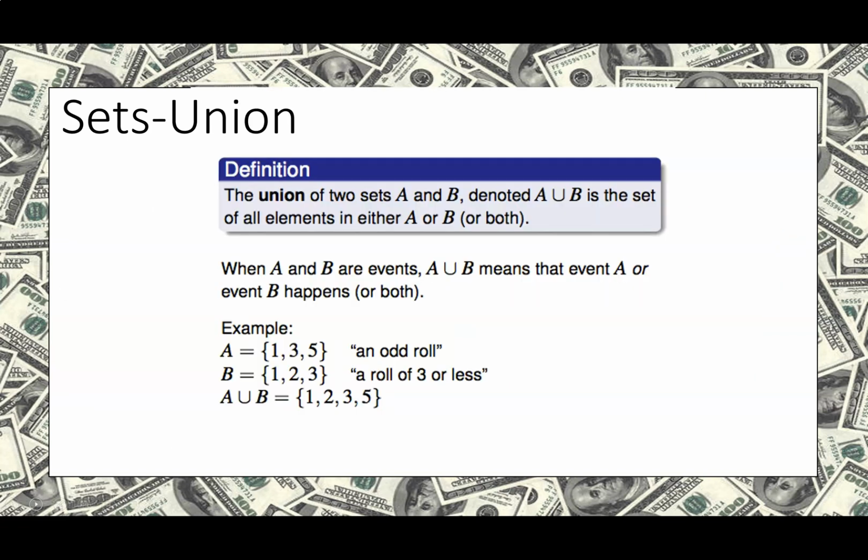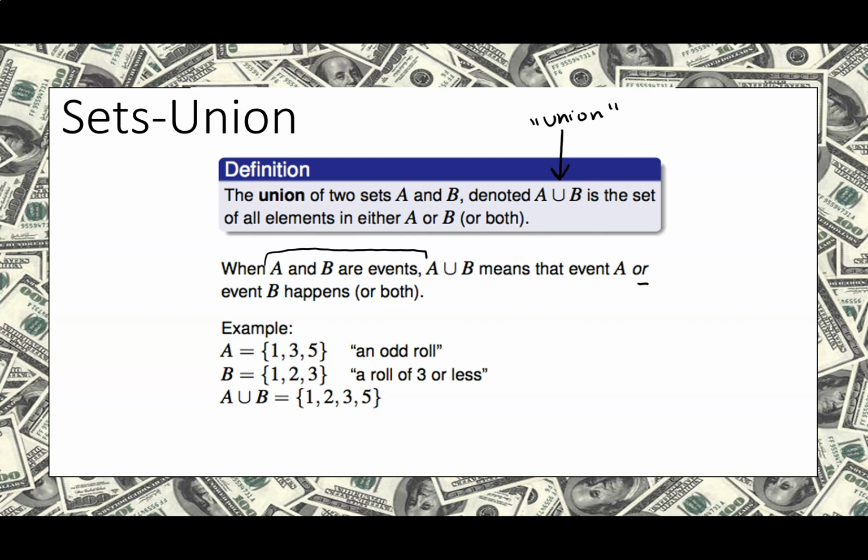All right, what is a union? A union of two sets, denoted, meaning labeled, A union B. Okay, we're going to actually pronounce this as union, not you. A union B is the set of all elements in either A or B or both. So when A and B are events, A union B means that events A or B or both occur.